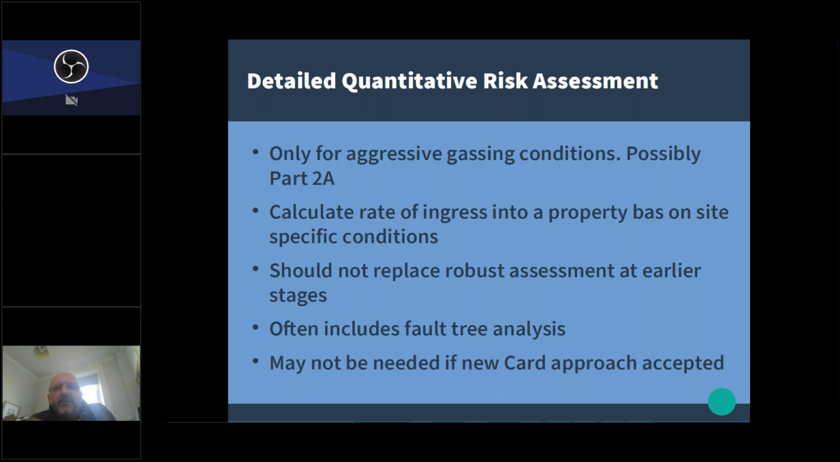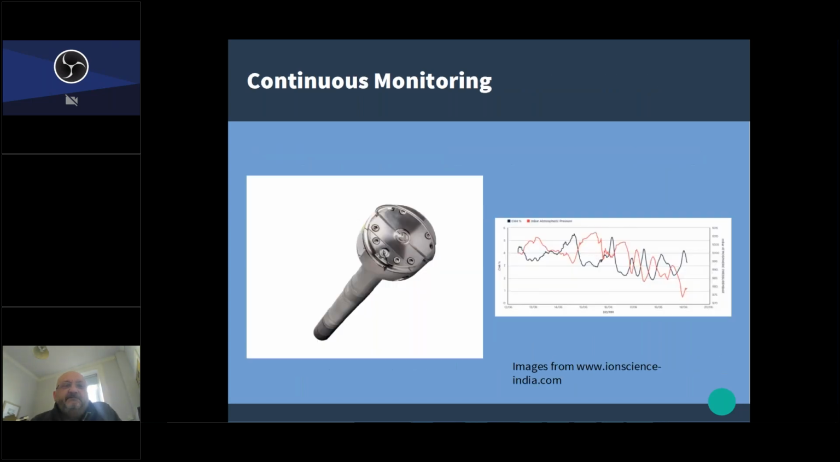Just go back to boreholes, go back to a cross section, look at how the groundwater is varying, look at how the ground gas is varying, look at barometric pressure and all of that kind of thing. But in any event, DQRA might be needed less if the new card approach is accepted by regulators.